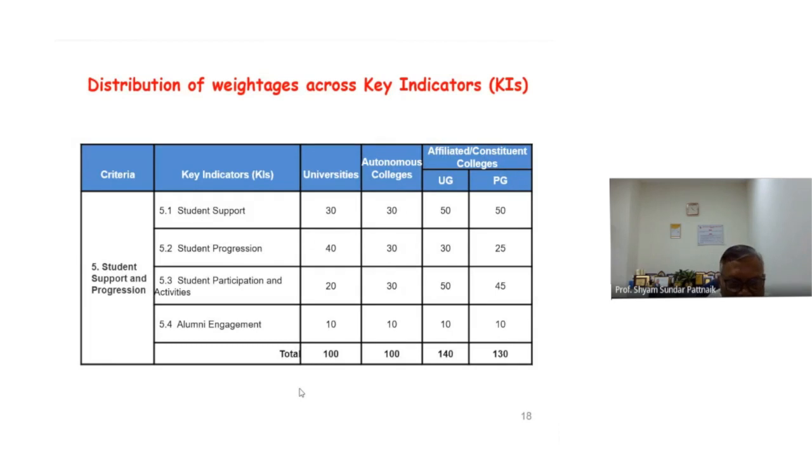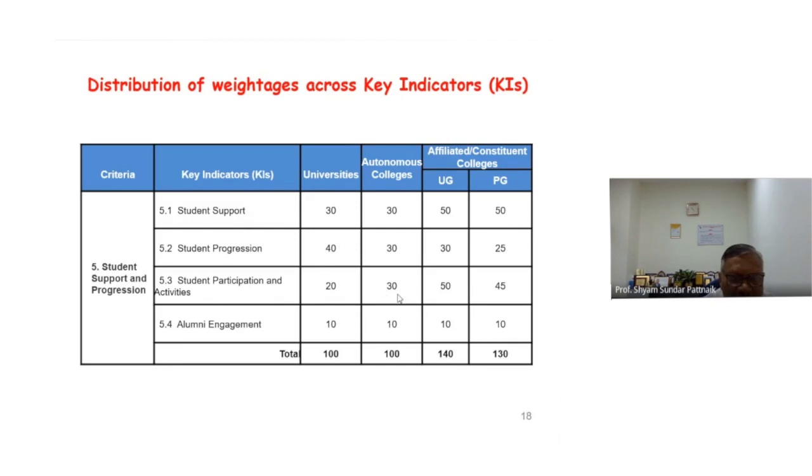Now, student support system or progression. If you see here, student support, student progression, student participation activities, and alumni engagement. In this case, we expect the affiliated college to be more aggressive. So that is the way the UG and PG is highly voted. Student progression, when we are talking, because the research environment is better in the university system and the autonomous system, they expect that this should be more emphasized.